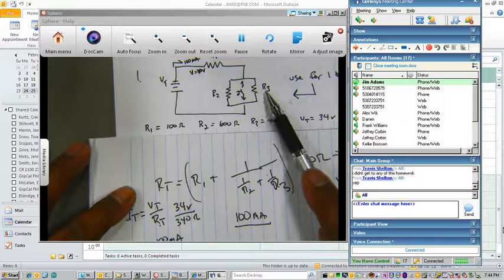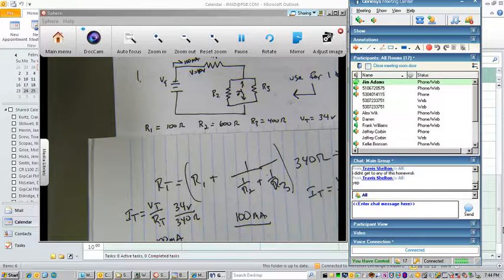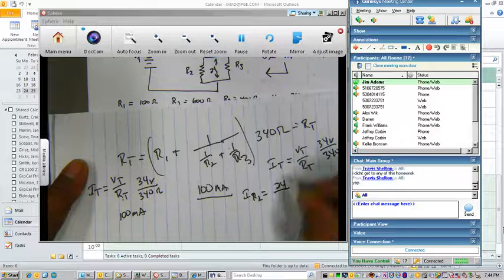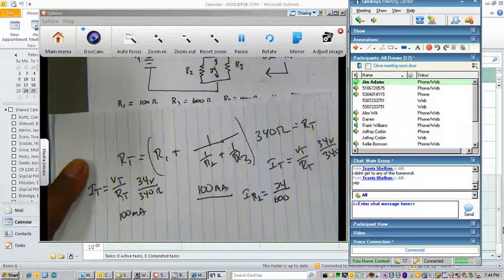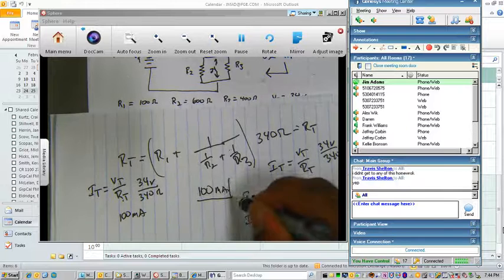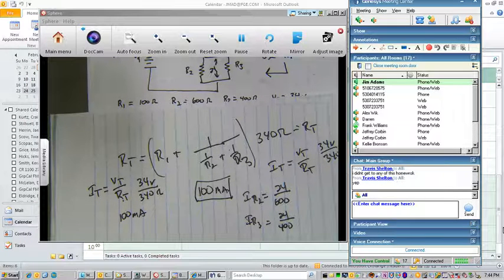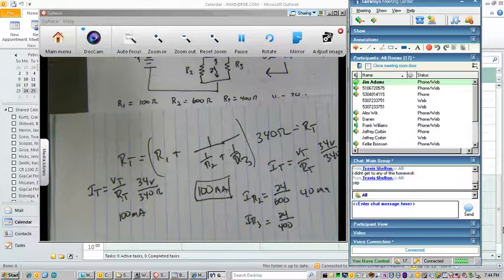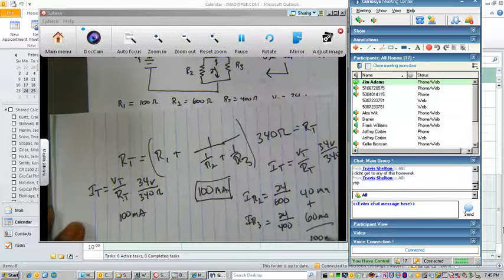Hey, Jim, one thing. Say again? I missed how you came up with 100 milliamps. Remember, our total current equals our total voltage divided by our total resistance, right? Right. So our total voltage is 34 volts, and our total resistance, which we calculated, is 340 ohms. So 34 divided by 340 is 100 milliamps. Gotcha. Sorry, I didn't see the voltage still there. Okay.